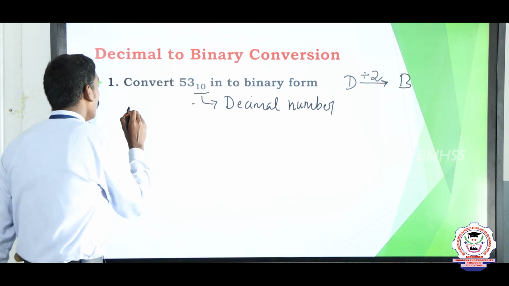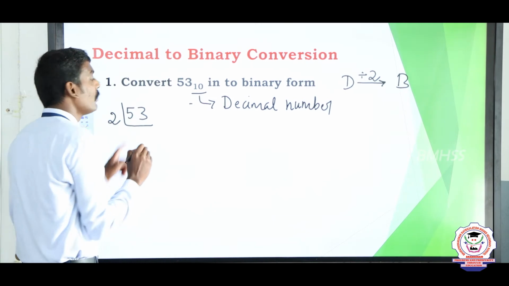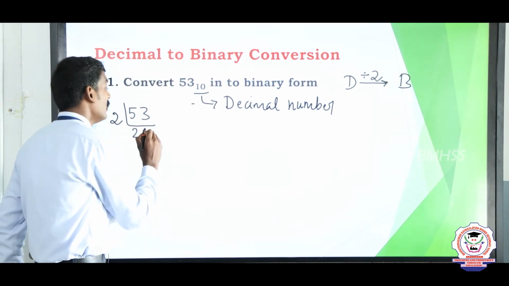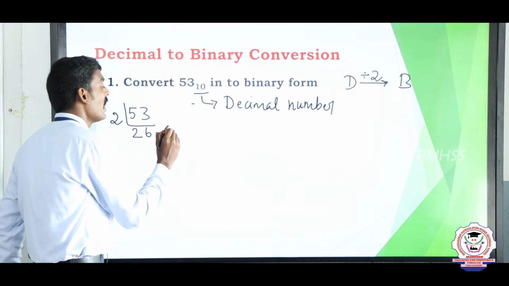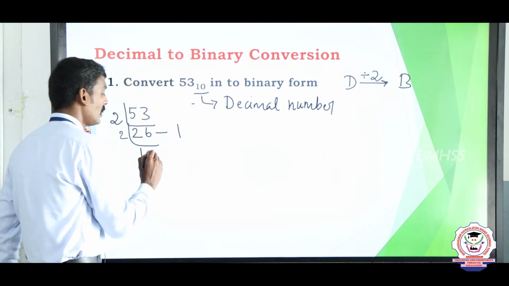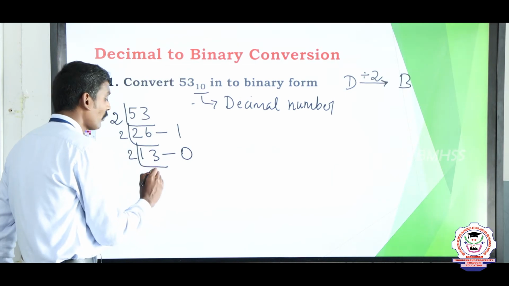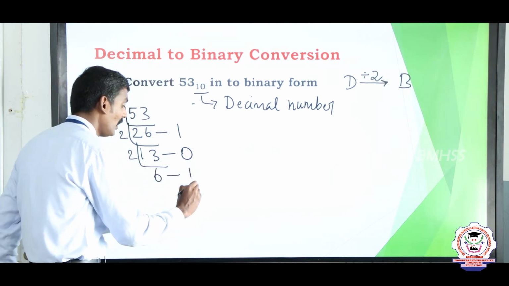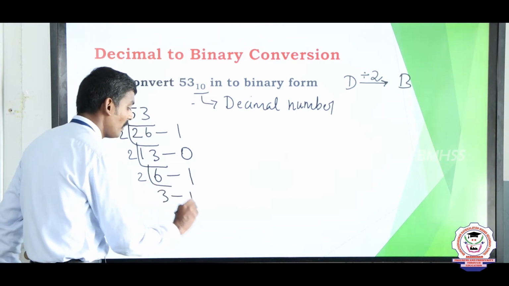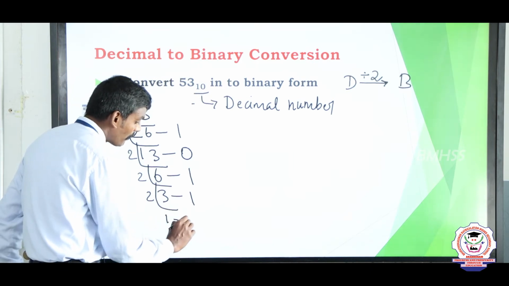For example, 53 should be divided by 2. How many 2's are there in 5? 2 2's are 4. What is the balance? 1. Then 13. That means 6 2's are 12, so the remainder is 1. Then 2. 1 2 is 2, 3 2's are 6, and the remainder should be 0. Here 2. 6 2's are 12, the remainder is 1. Then 2. 3 2's are 6, the remainder is 1. Then 2. 1 2 is 2, balance 1.